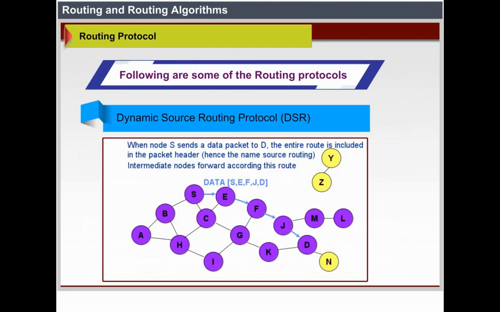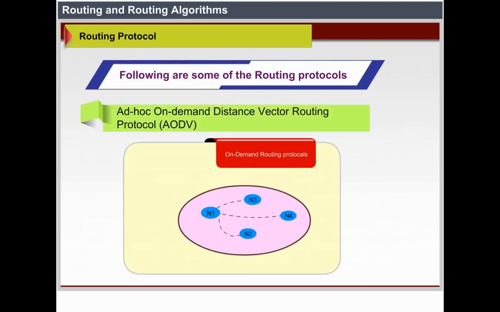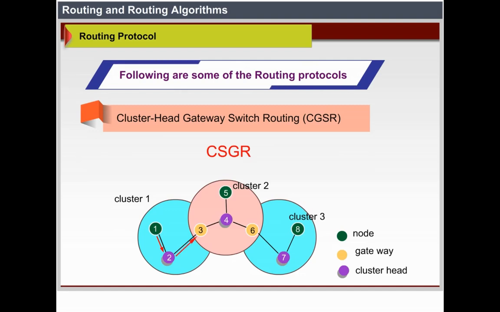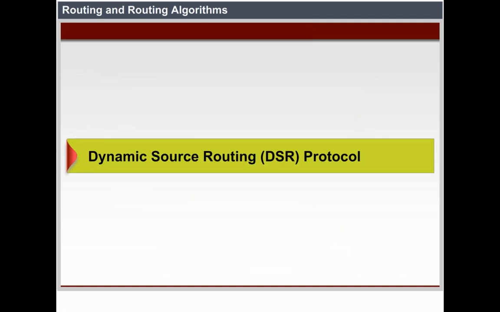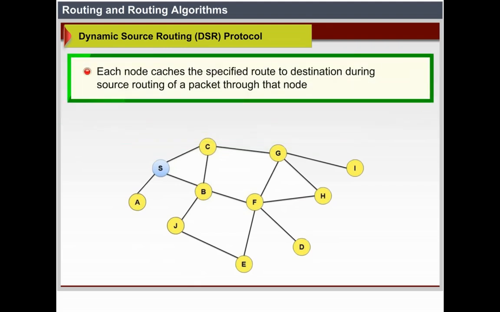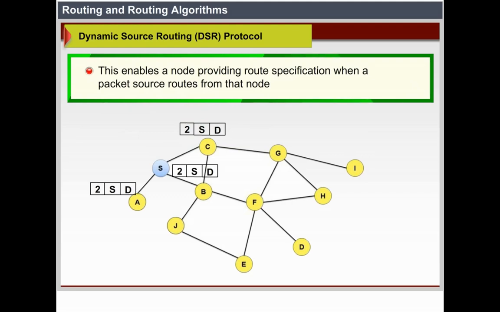Dynamic Source Routing Protocol DSR, Ad hoc On-Demand Distance Vector Routing Protocol AODV, Temporally Ordered Routing Algorithm TORA, Cluster Head Gateway Switch Routing CGSR. Dynamic Source Routing DSR protocol deploys source routing. Each node caches the specified route to the destination during source routing of a packet through that node. This enables a node to provide route specification when a packet source routes from that node.